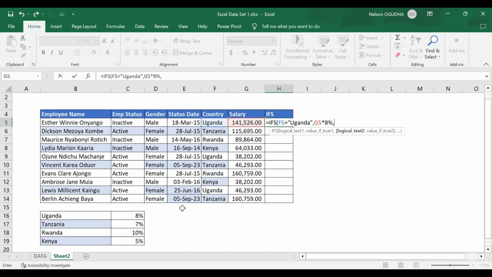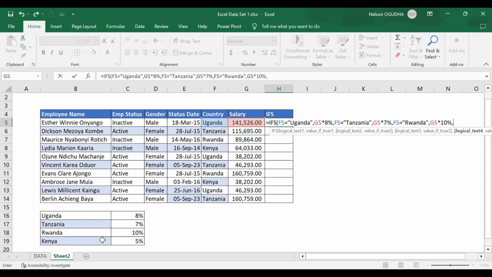comma, now logical test 2. We are getting another logical test. So the test should be if F5 is equals to Tanzania. If it is true that it is Tanzania, then take salary times 7%, comma, then another logical test 3. It's still guiding me here, logical test 3, as we move on. So again, if what we have in F5 is equals to Rwanda, then have the salary times 10%.